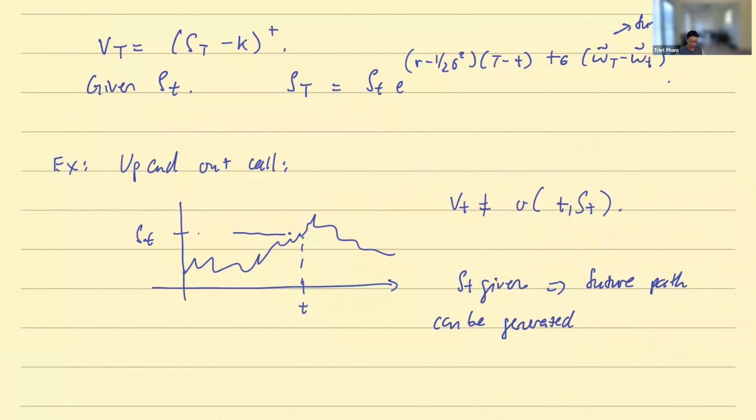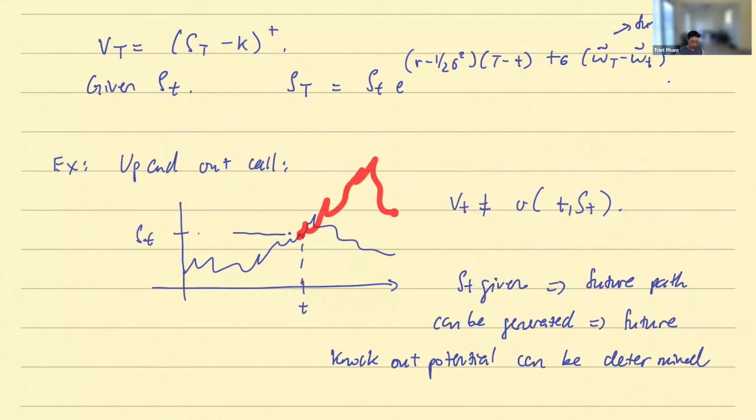So from that point of view, you actually will be able to figure out if, in the future, the knockout potential can be evaluated. So in other words, from here, you will be able to completely determine if in the future you will be knocked out, meaning will you be above the barrier, or you will not be knocked out, and you survive. So everything from here in terms of future barrier behavior can be completely determined.